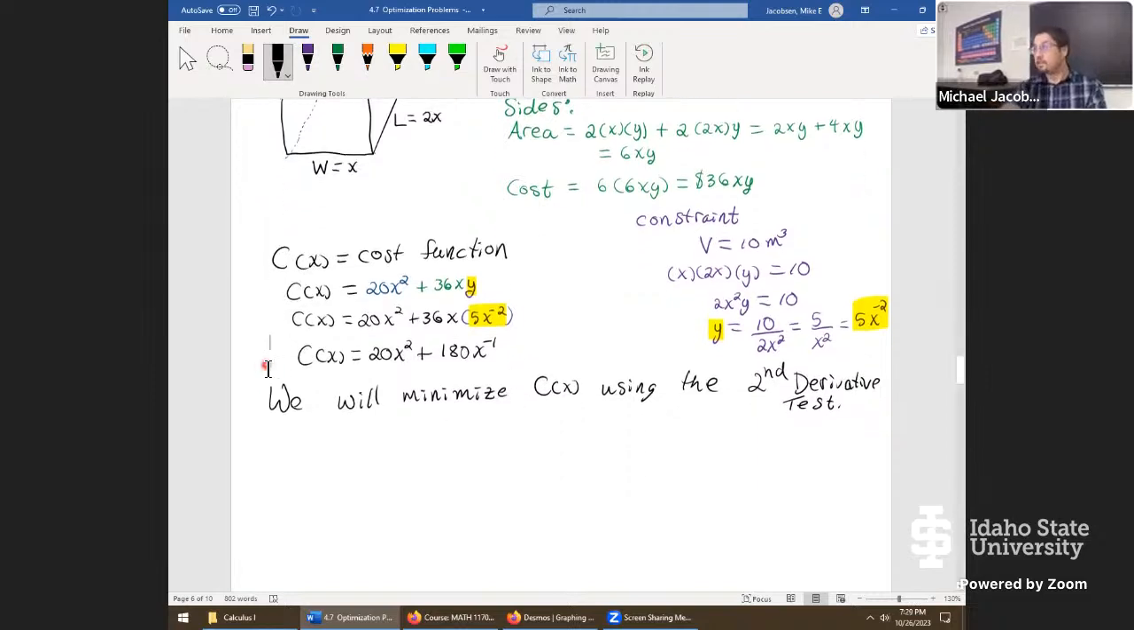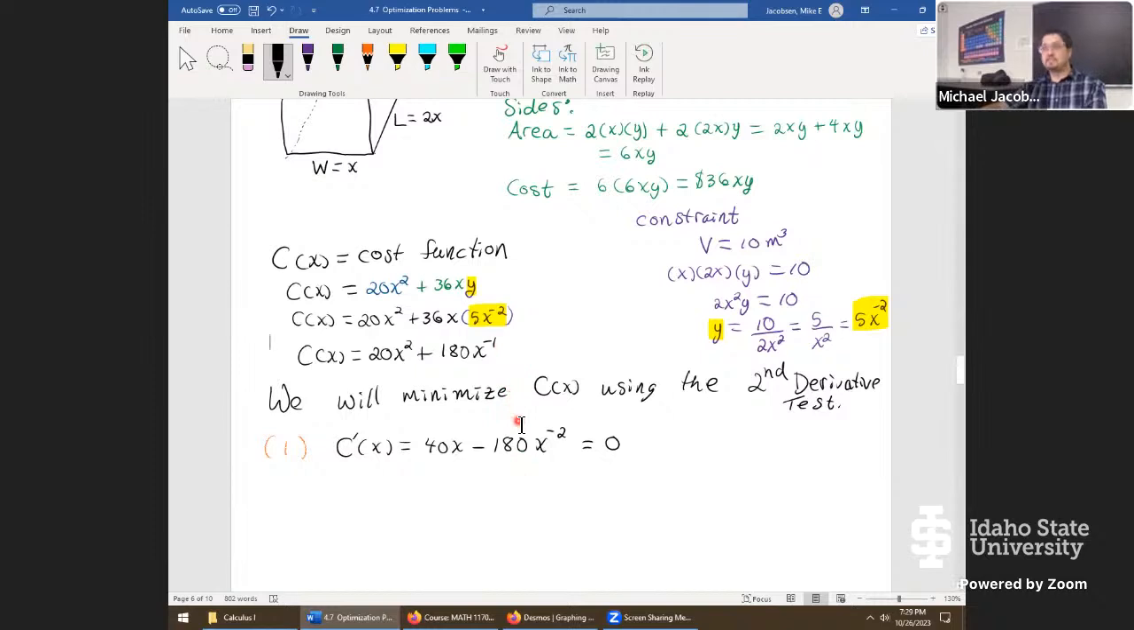First derivative is going to be important as well, because we also still need a critical number for this kind of problem. So c prime at x, differentiating is going to give us 40x minus 180 x to the power of -2. So that's a really fast derivative. Next, let's set this equal to 0 and solve that thing.